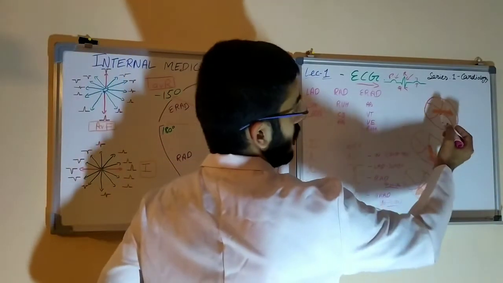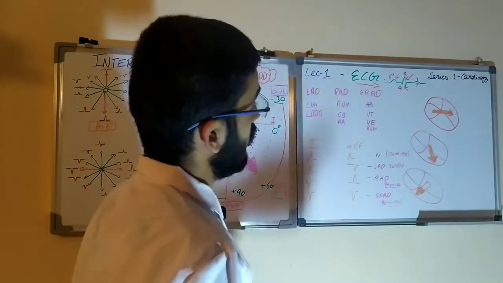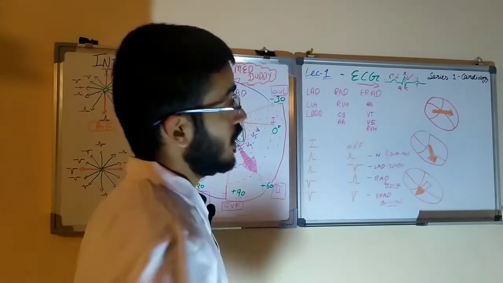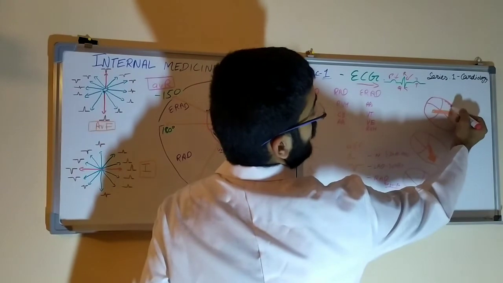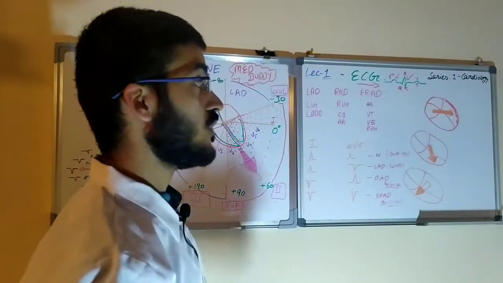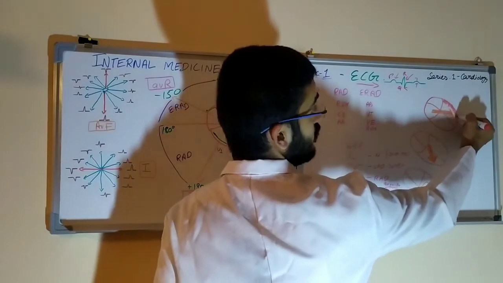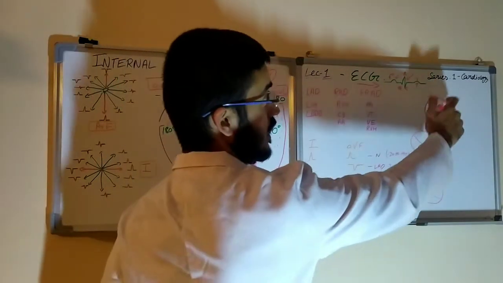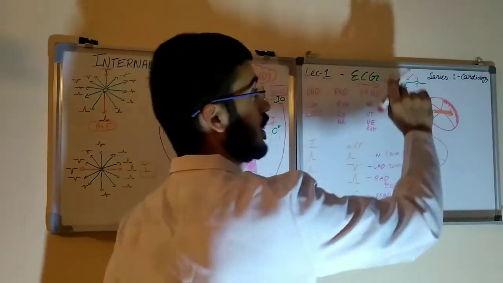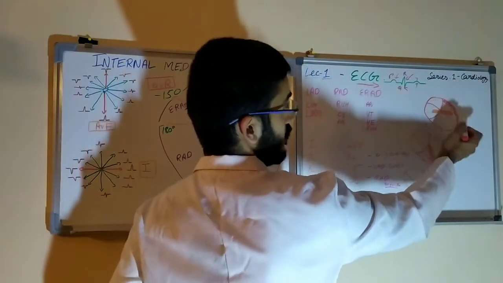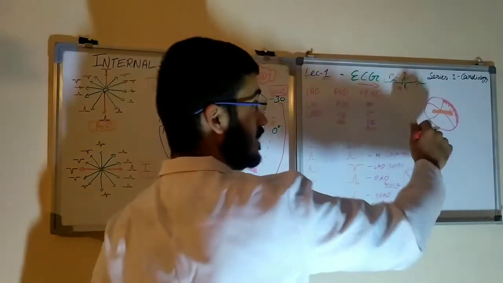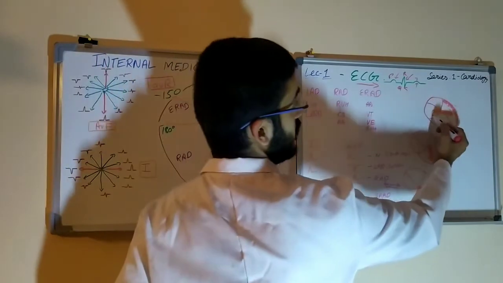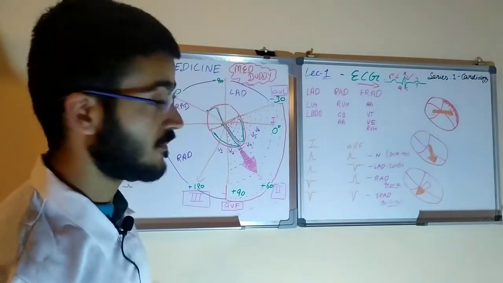Let's see. Now let's guess the person is going through chronic hypertension. What does chronic hypertension do? It can cause hypertrophy of the left ventricle. So when there is hypertrophy of the left ventricle, it means that a larger number of tissues are present in the left ventricle. So the contribution in the vector will be largely from the left ventricle. That's why there will be a shift in this vector towards the left side.